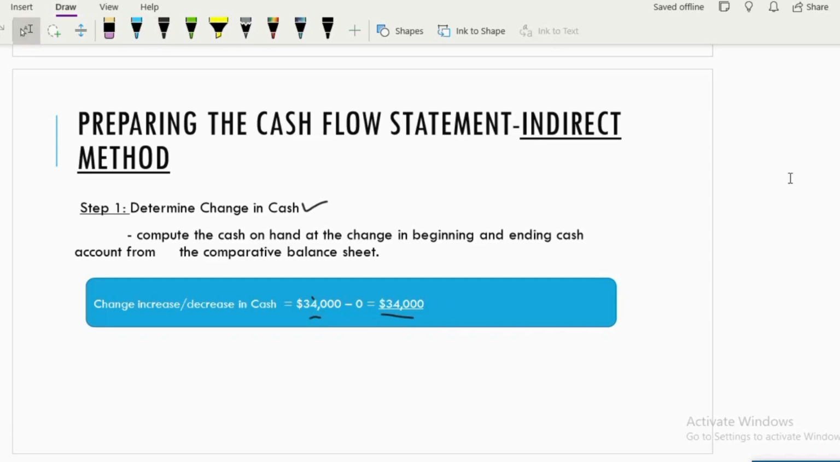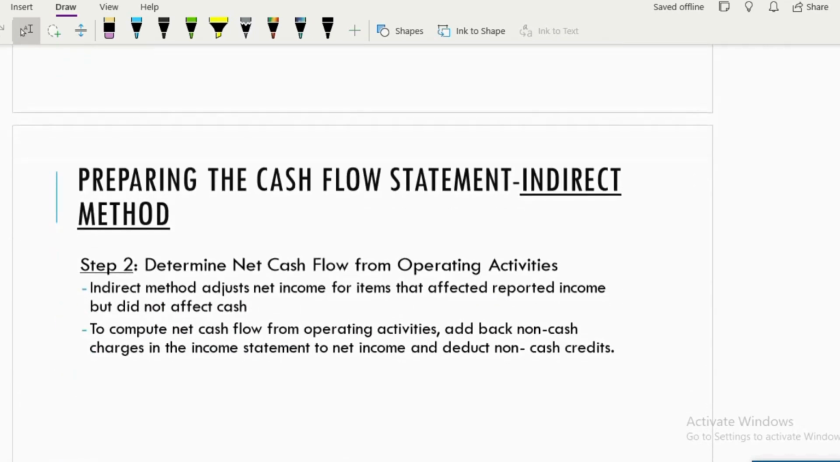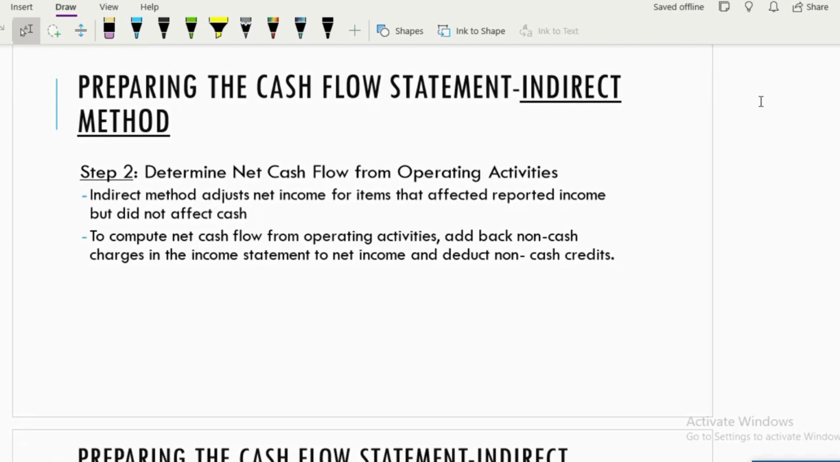Step number 2, find out the changes in the operating activity section. The indirect method adjusts the net income for the items that affect the reported income but did not affect the cash. So compute the cash flow from operating activity. First step, add back all the non-cash expenses to the net income, and deduct non-cash credits. Non-cash expenditures include depreciation and amortization. Non-cash credits include your accounts payable, your accounts receivable, all these things.